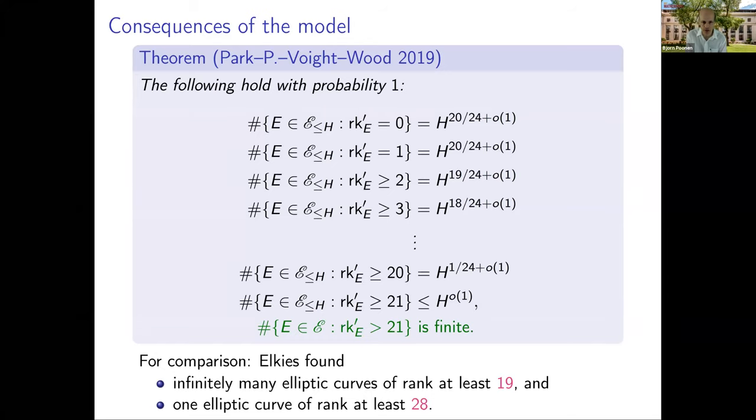I don't know if I actually believe all this. We made quite a few assumptions along the way. But what I do believe is that even if 21 is not quite the right answer, there should be some uniform upper bound on the rank. Because for the rank to be unbounded, this heuristic would have to fail in a very strong way. It would have to be not even close.